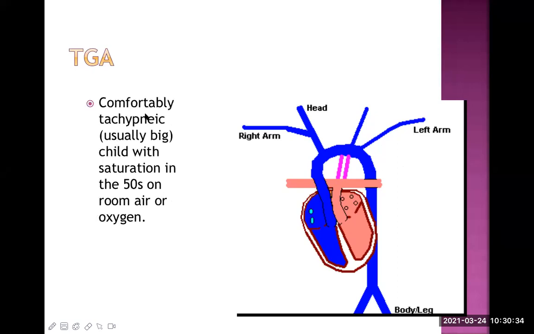So in TGA, the baby is comfortably tachypneic, usually a big child with saturation in the 50s on room air or oxygen. And this baby is comfortably tachypneic because of this connection called PDA. Otherwise, life is impossible in case of TGA. Now, one small question: why, even after oxygen, is the oxygen saturation only 50% here? Why is that?